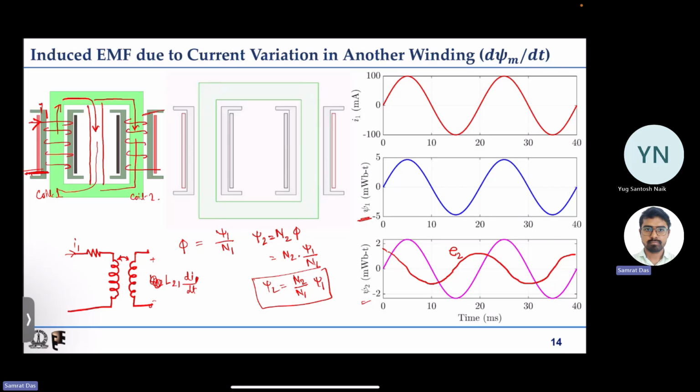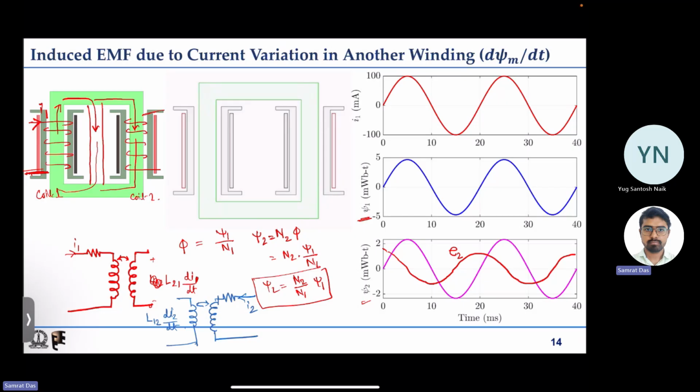On the other hand, if there is some current in the second coil, then the resistance will come in here. So there is some current and there is some mutual inductance between the two. So the induced EMF will be L12 into di2/dt. So this is the induced EMF across the first coil. This is how we represent the induced EMF due to current variation in some other winding.